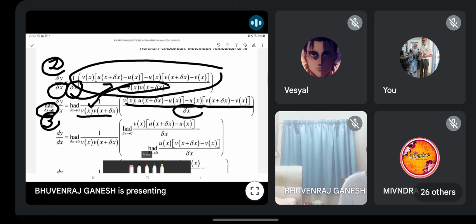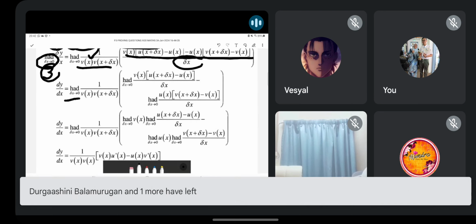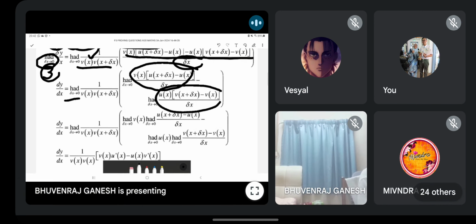So then you apply the limit. Delta x goes to 0. Okay, you can see over here. Let me see. This one they are separating. They separate it into two fractions. They separate the delta x into the two fractions over here, left side and right side.